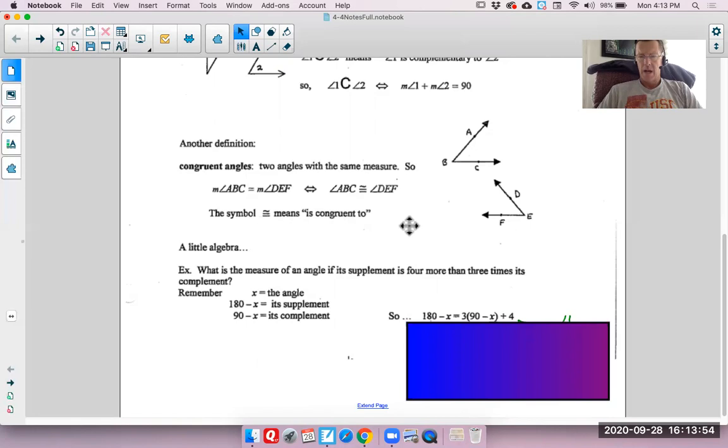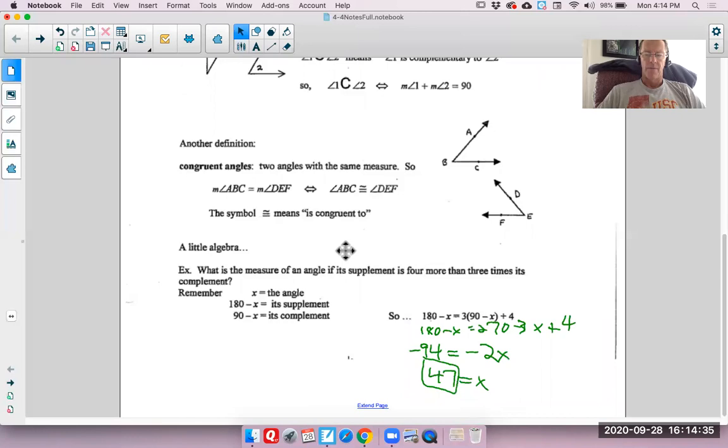So we did some of this previously, but let's do another one of these. What is the measure of an angle if its supplement is 4 more than 3 times its complement? Remember, if the measure of the angle is X, then what's the supplement? 180 minus X. The complement, 90 minus X. I have it here actually. Should have had this covered up, I guess, but oh well, it's a freebie. So the measure of the supplement equals 4 more than 3 times the complement. 3 times the complement, 4 more than that, add 4. All right, so go ahead and solve that. Pause the video, and then come back when you're done.